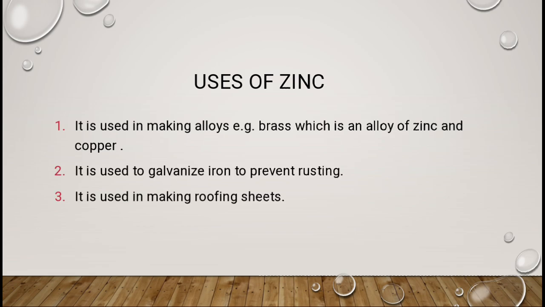Aside from that, zinc is also used in galvanizing of iron to prevent rusting. It is also used in making roofing sheets. Other than that, it is also used in the preparation of dry cell batteries. So these are some of the uses of zinc.